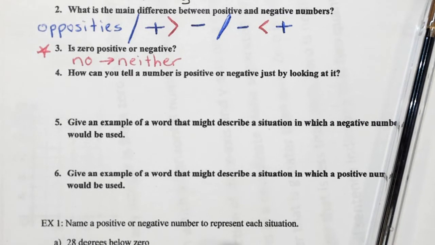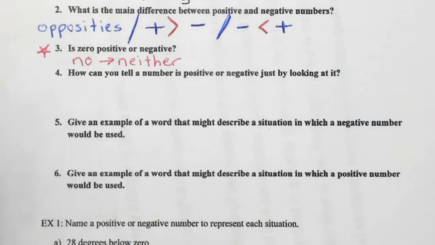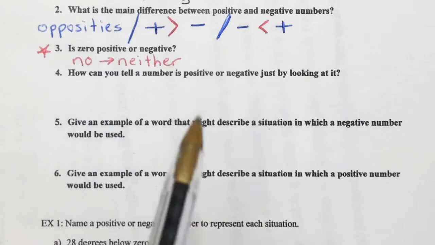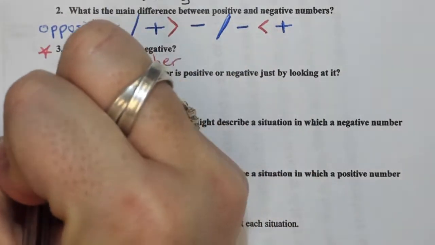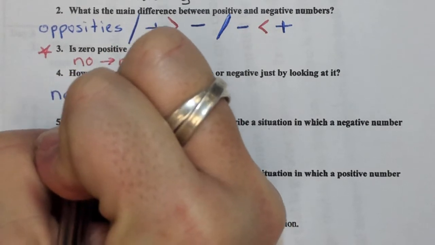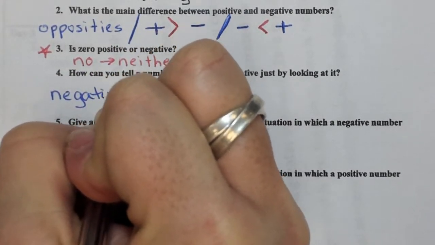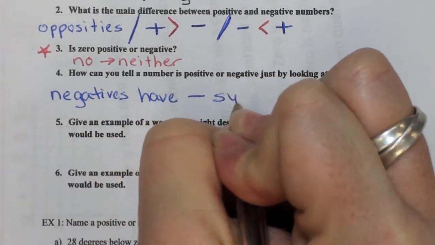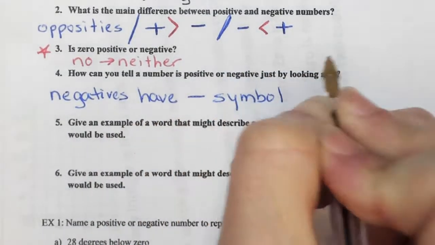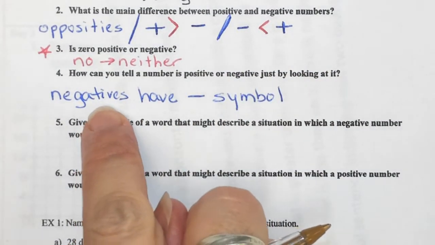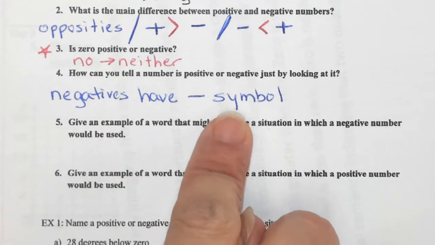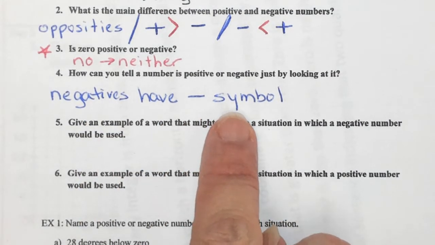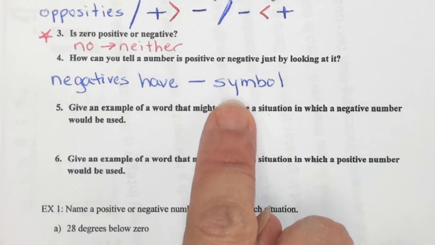Okay. Now, how can you tell a number is positive or negative just by looking at it? Negatives have the negative symbol. Can we put in the minus sign? I wouldn't. I would at least write out negatives. But negatives have the negative symbol.